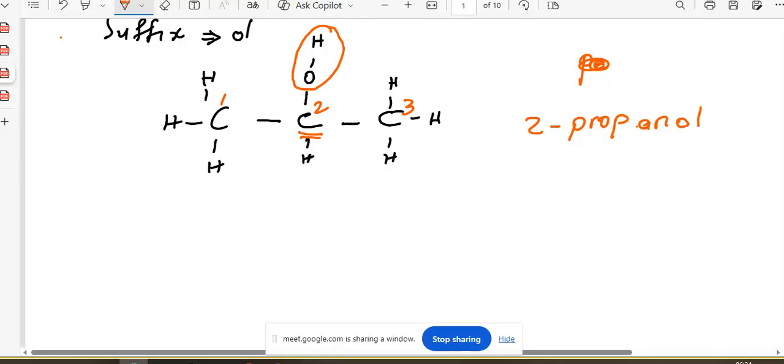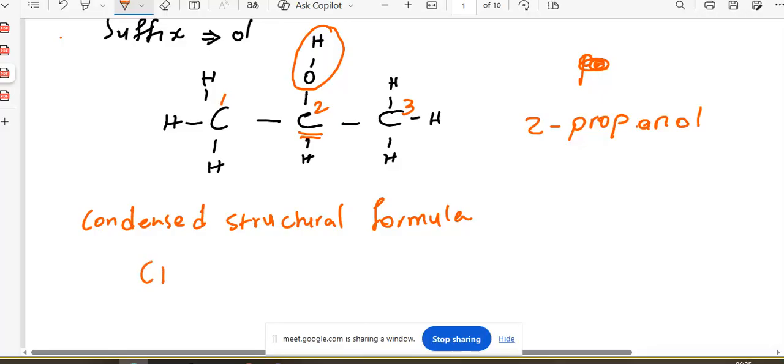We worked on what we call the condensed structural formula. They'll say, give the condensed structural formula. So now if you want to do the condensed structural formula for this, first thing first, you check the first carbon, carbon number 1. You write it down, therefore you write H. You tell us how many hydrogens the first carbon has. It's going to have 3 hydrogens.